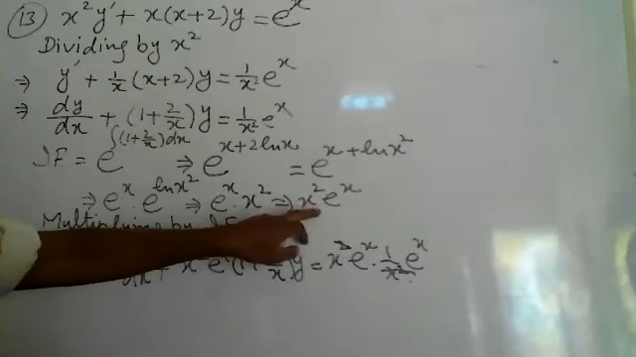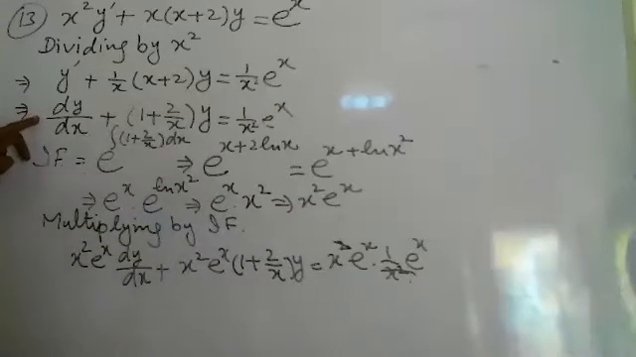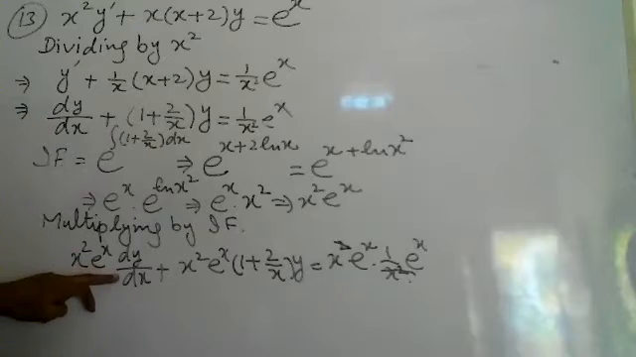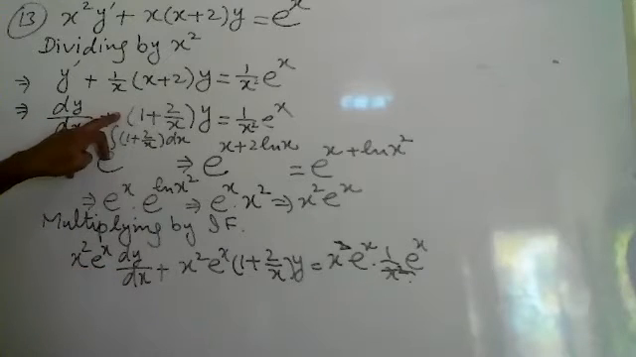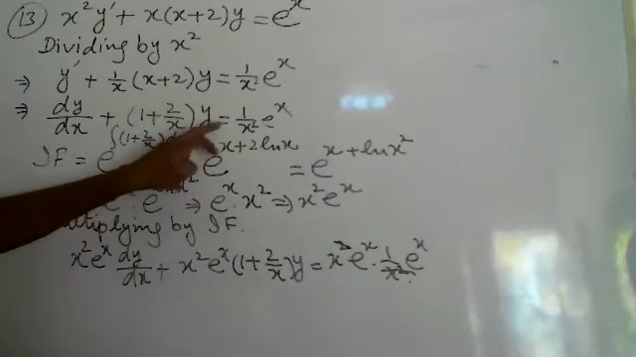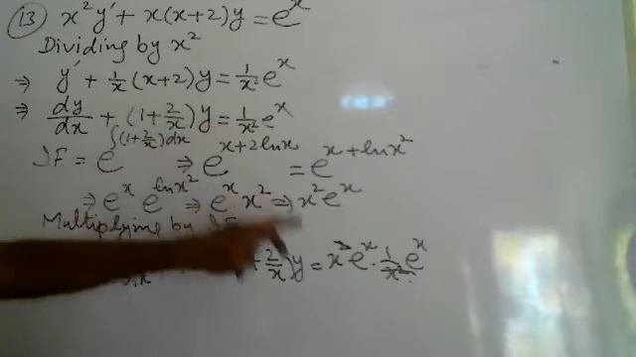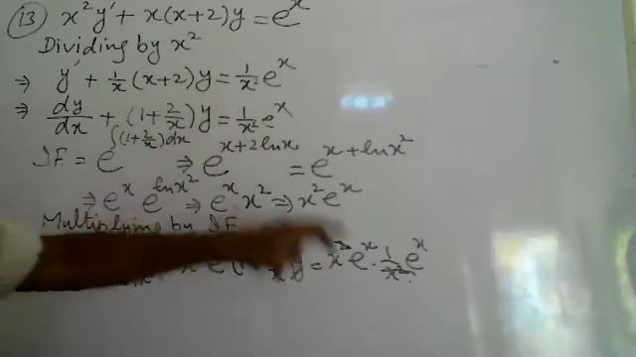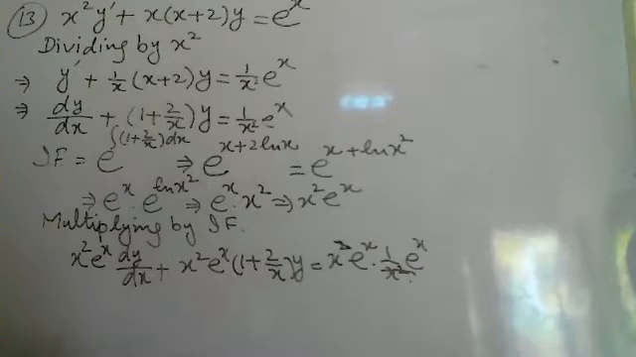Now we multiply by x square e raised to power x. This one, it will become x square e raised to power x dy upon dx plus x square e raised to power x into 1 plus 2 over x into y is equal to x square e raised to power x into 1 over x square e raised to power x.